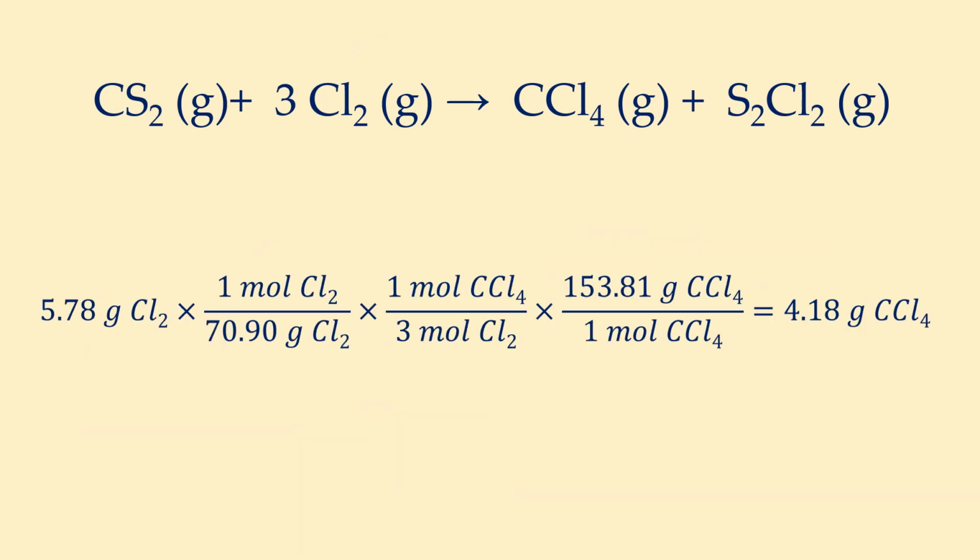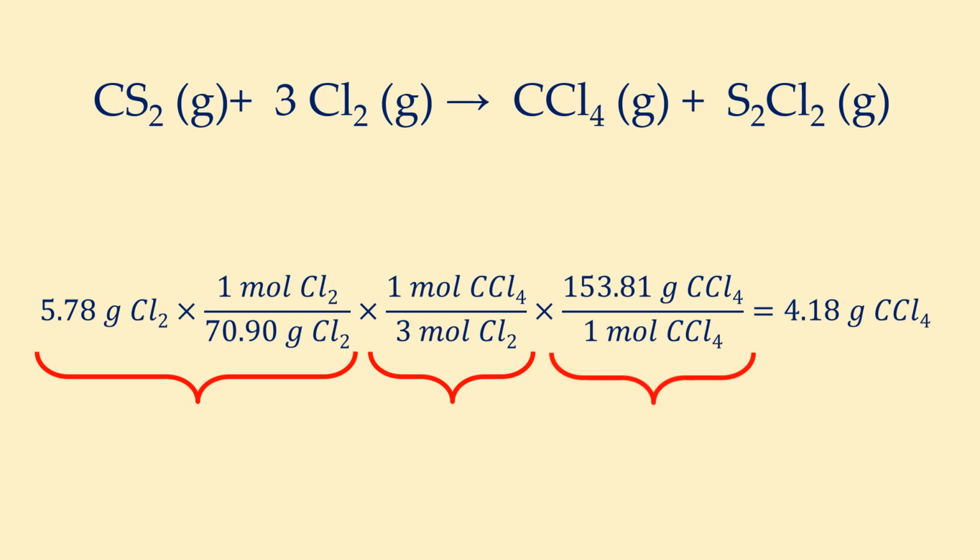So here it is. I'll convert 5.78 grams of chlorine to moles of chlorine using the molar mass. Then I'll use the mole-to-mole ratio from the balanced equation to convert moles of chlorine to moles of carbon tetrachloride. And finally, convert moles of carbon tetrachloride to grams of carbon tetrachloride using carbon tetrachloride's molar mass. 4.18 grams is the theoretical yield. Again, this is assuming a 100% yield.